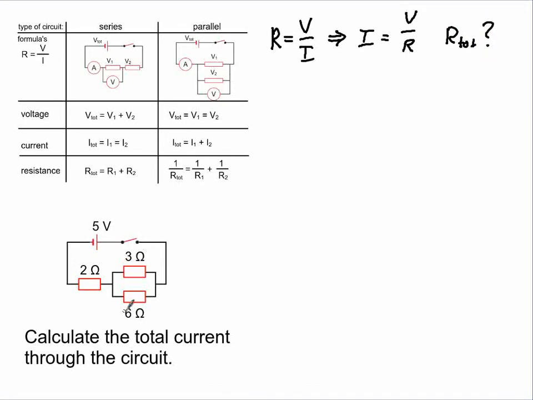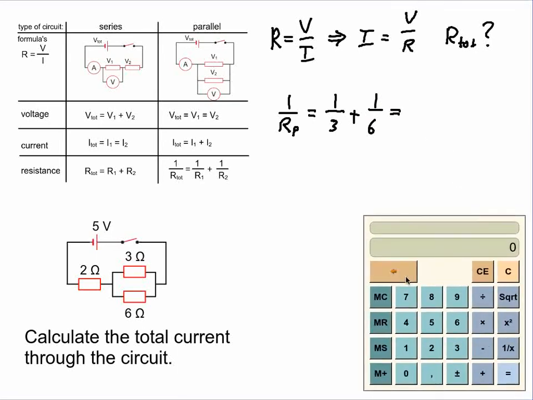Let's first calculate the resistance of the two parallel resistances using the formula we've just derived. 1 divided by this parallel resistance is 1 divided by 3 plus 1 divided by 6, which equals, let's use the calculator, it's a half, 0.5, but this is not the resistance yet. Remember, it's 1 divided by the resistance. So the resistance itself is 1 divided by 0.5, which is 2 ohms.